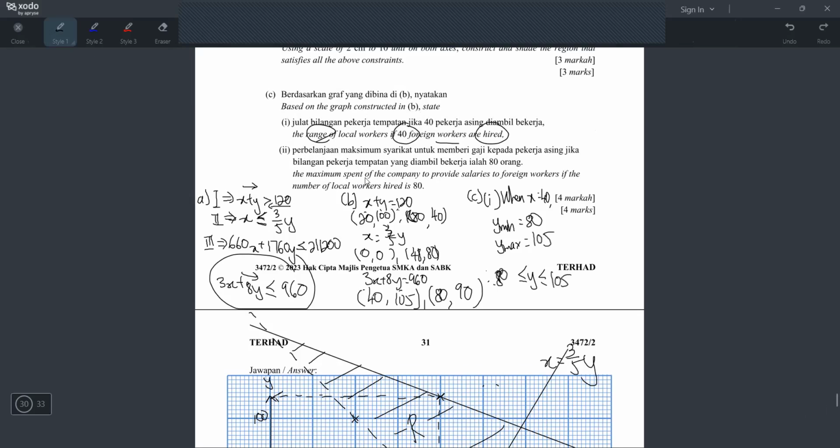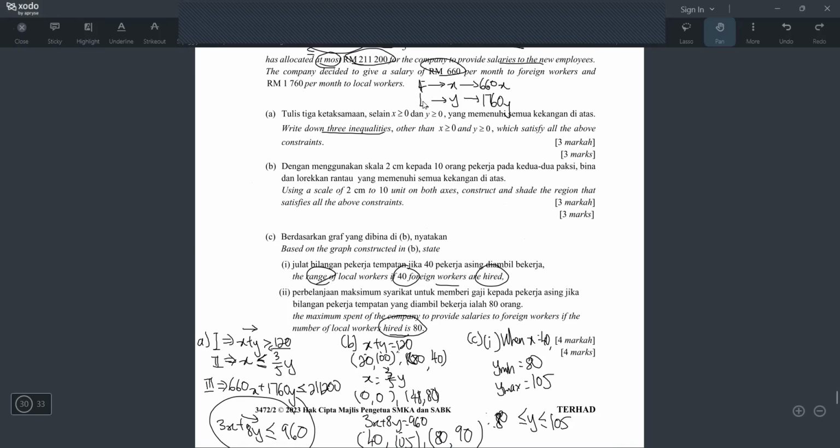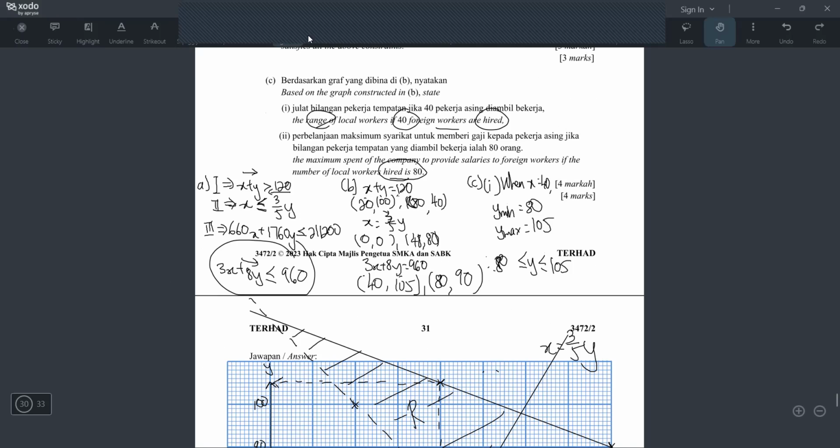State the maximum spending of the company providing salaries to foreign workers if the number of local hires is 80. Local is x or y? Local is y. So when y equals 80, definitely I can find the x value, right? But x maximum or x minimum? Okay, they say maximum spending. Let's think about this.